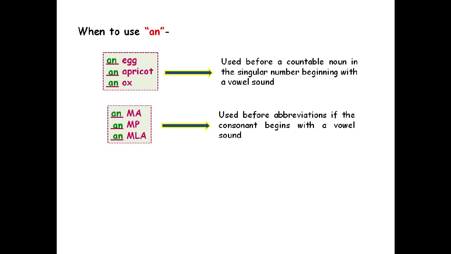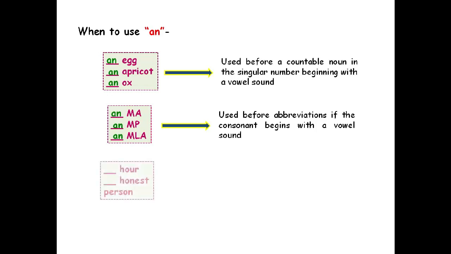Just for your information, MA stands for Master of Arts, MP stands for Member of Parliament, and MLA stands for Member of Legislative Assembly. So if you have any such abbreviation, you will use an before it. Remember, the sound first has to start with a vowel sound. That is your clue for using an.